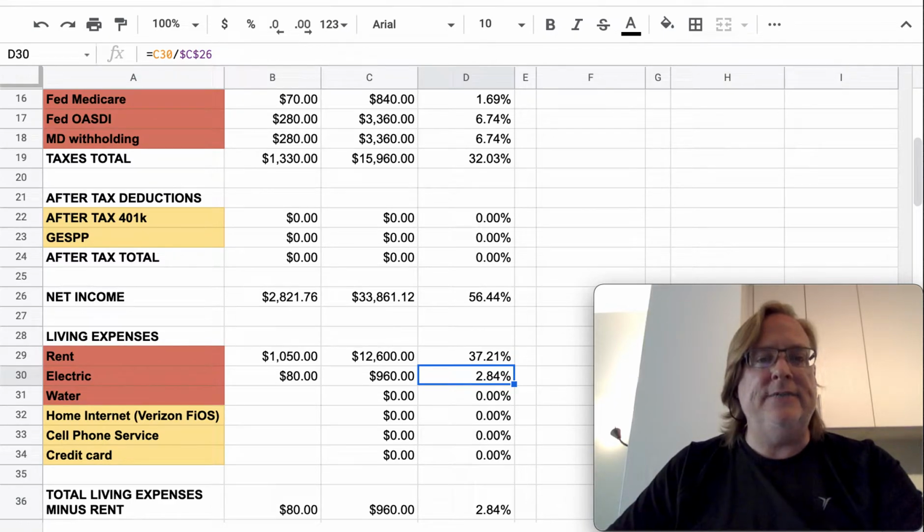And then here is the division of the yearly electricity cost divided by the net income for the year, C26.